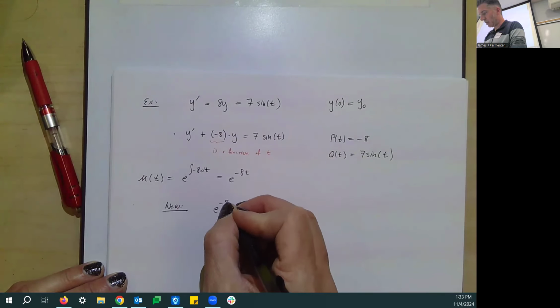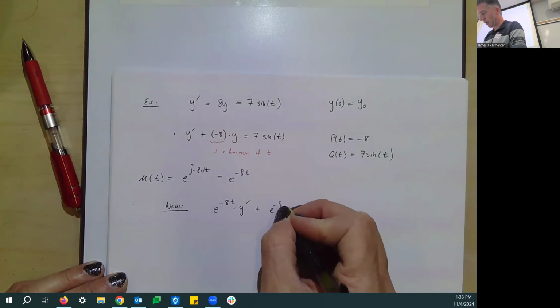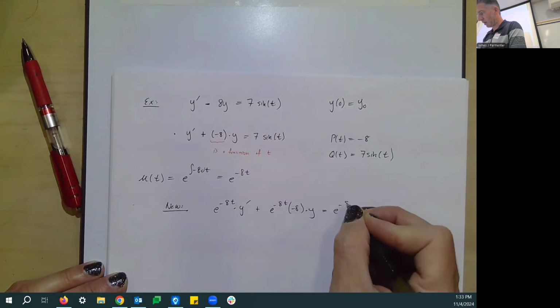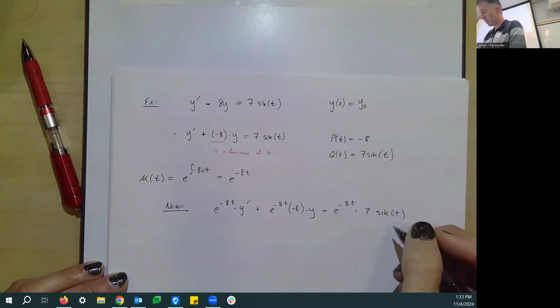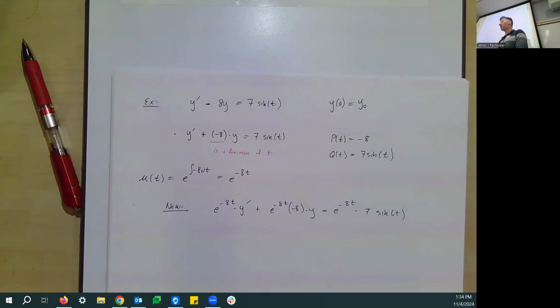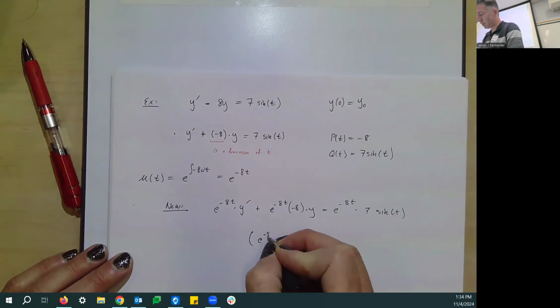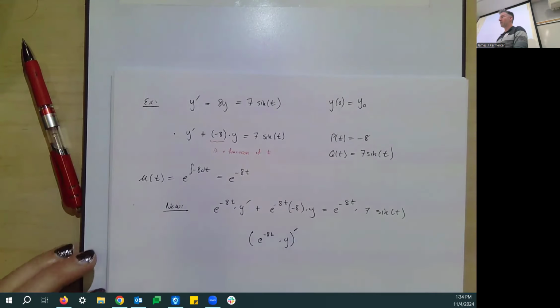So now our new equation is going to be e to the -8t times y prime plus e to the -8t times -8 times y equal to e to the -8t times 7 times sine of t. Every time you do this, you should recognize that the left-hand side is the derivative of a product. And the product is always going to be your integrating factor times the function you're trying to solve for. Every time.